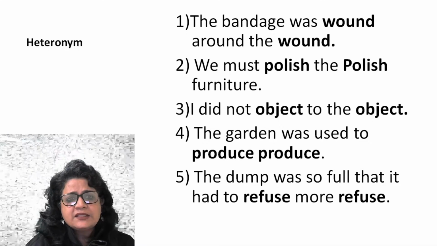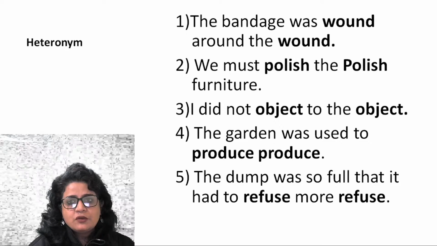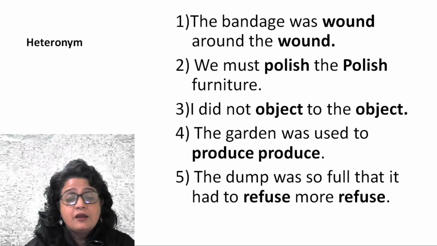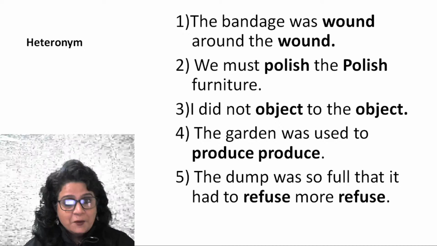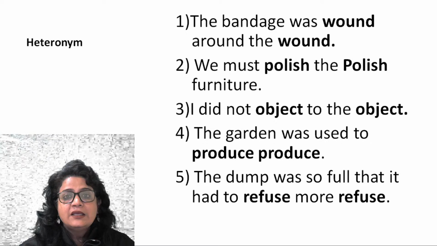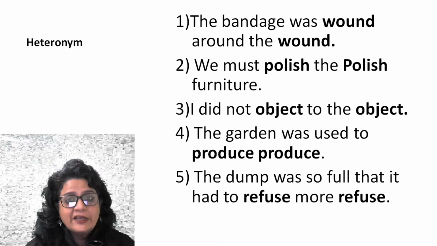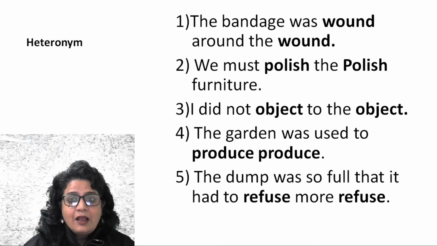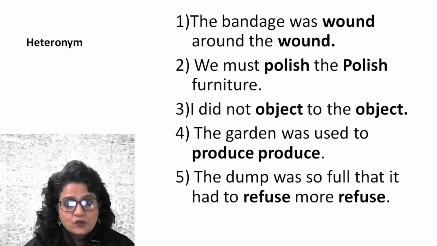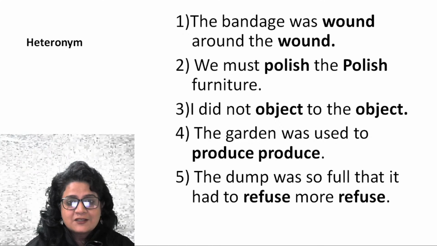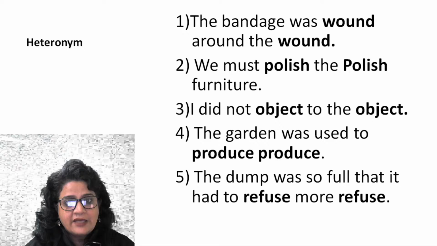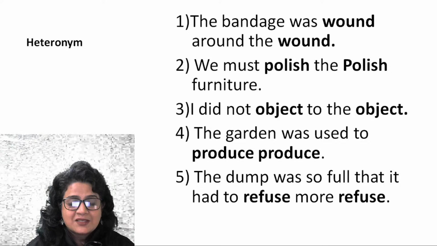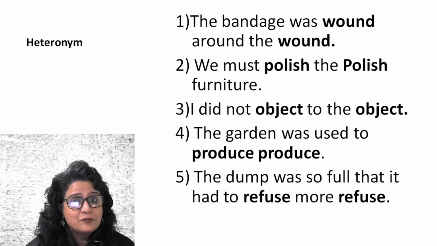Now look at some examples of heteronym. The bandage was wound around the wound. The spelling is same, but the pronunciation is different. Look at the two pronunciations of the same word. Wound is the second or third form of wind. Wind is to twist, turn something. Winding: the road was winding, serpentine. Around the wound, so wound is nothing but bruises. Something which you get after an accident or a mishap on your skin, that is a wound. So here the bandage was wound around the wound. So you have to pronounce it correctly.